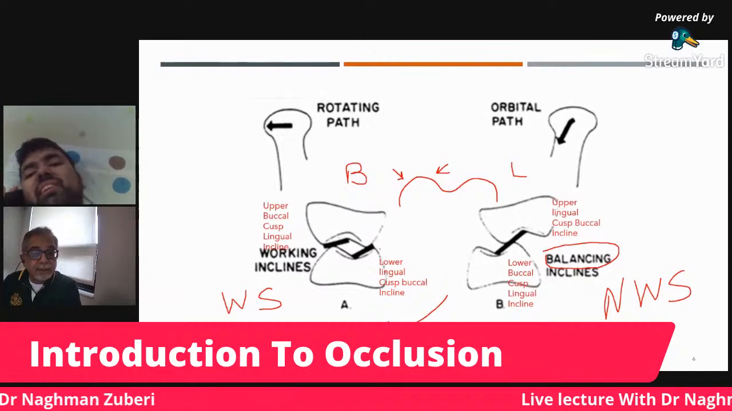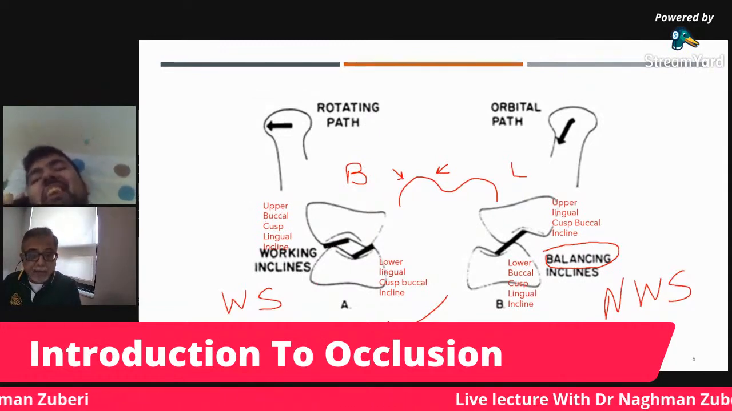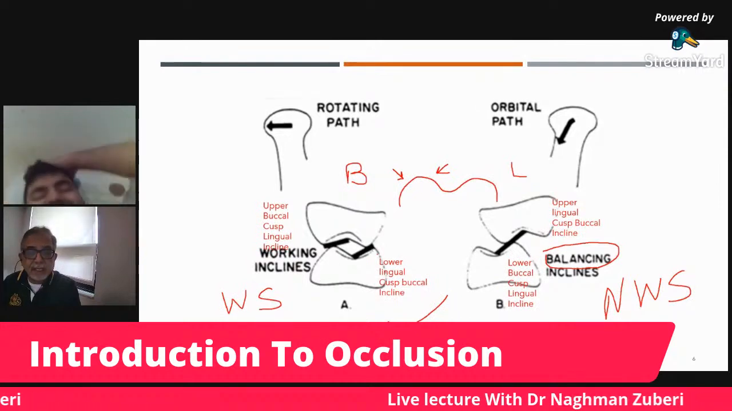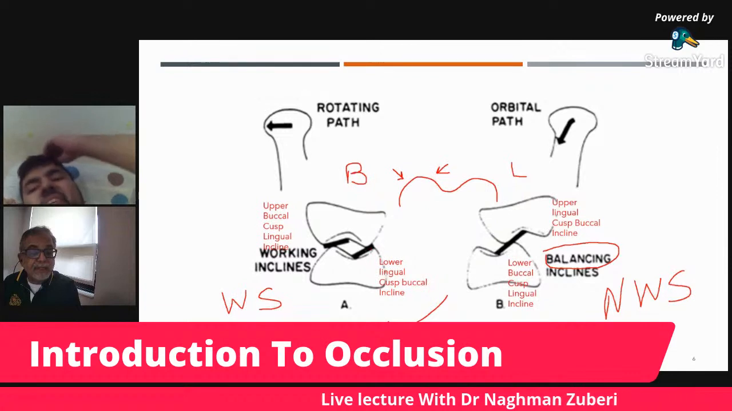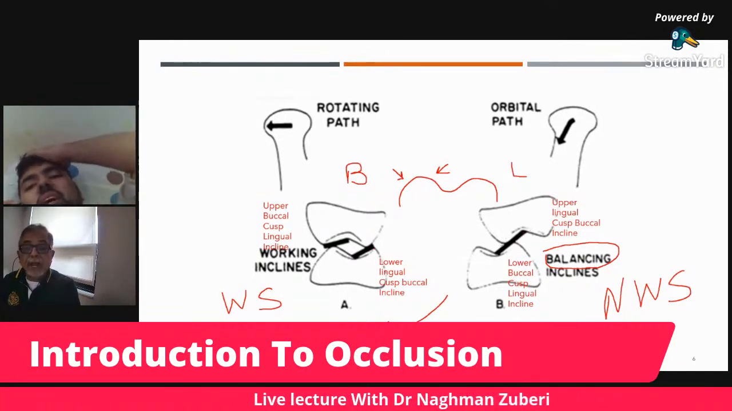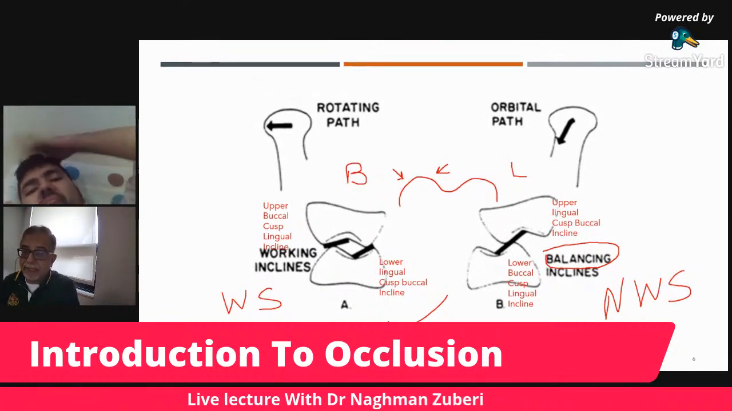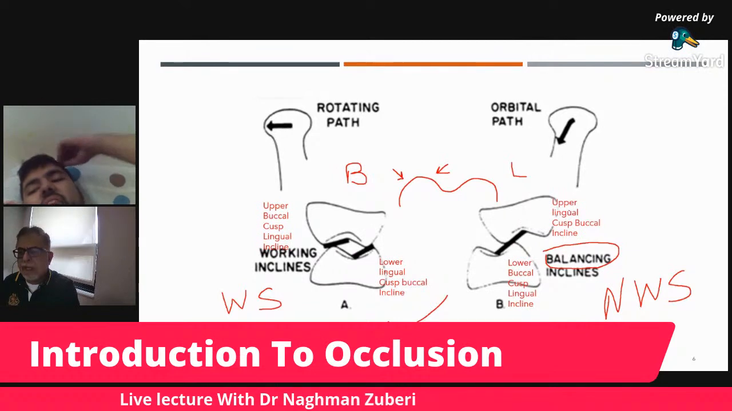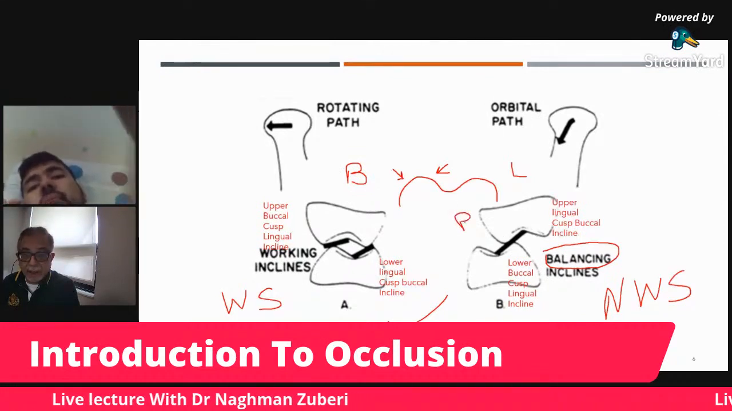Now, when a person moves the mandible, what is going to happen? These are the working inclines. The upper buccal cusp's lingual incline is considered the working incline, whereas the lower tooth's buccal incline of the lingual cusp will be considered the working side incline. On the other side, if there is an interference, the interference will be on these inclines. Ideally, there must not be any interference on the balancing side. There should be separation of the teeth. So what is going to happen in that case on the balancing side? Upper lingual, this is the palatal side or lingual side.